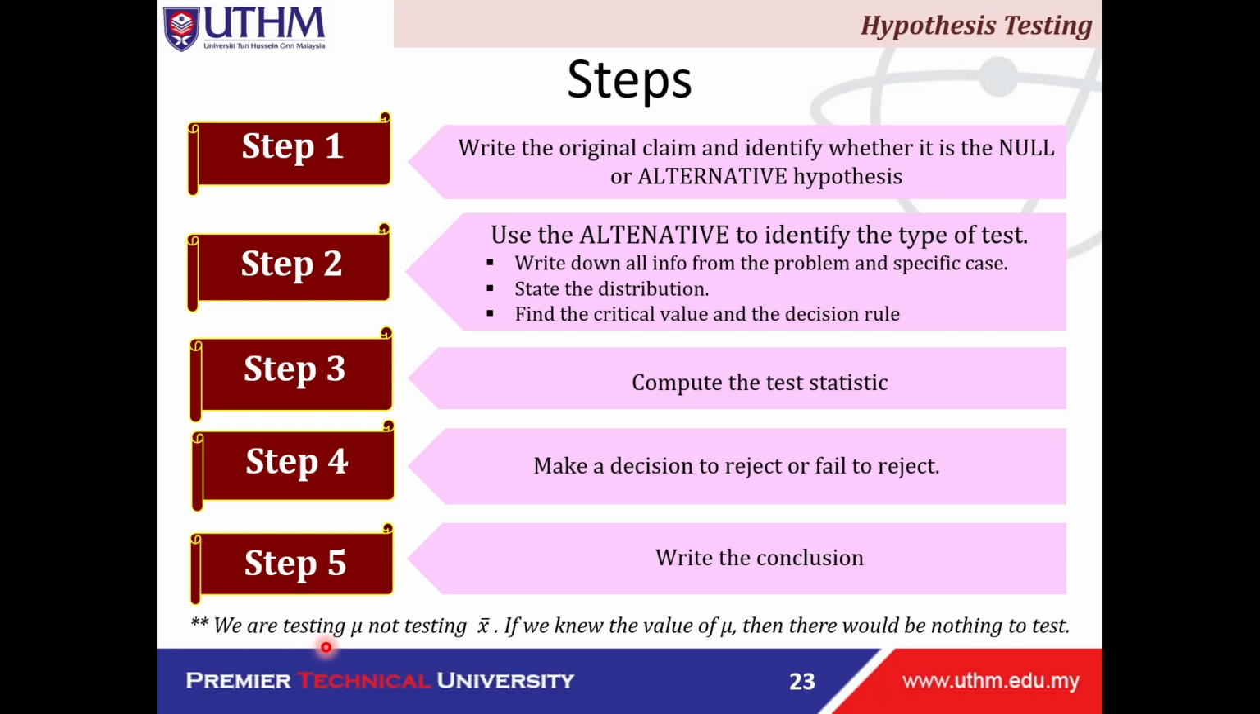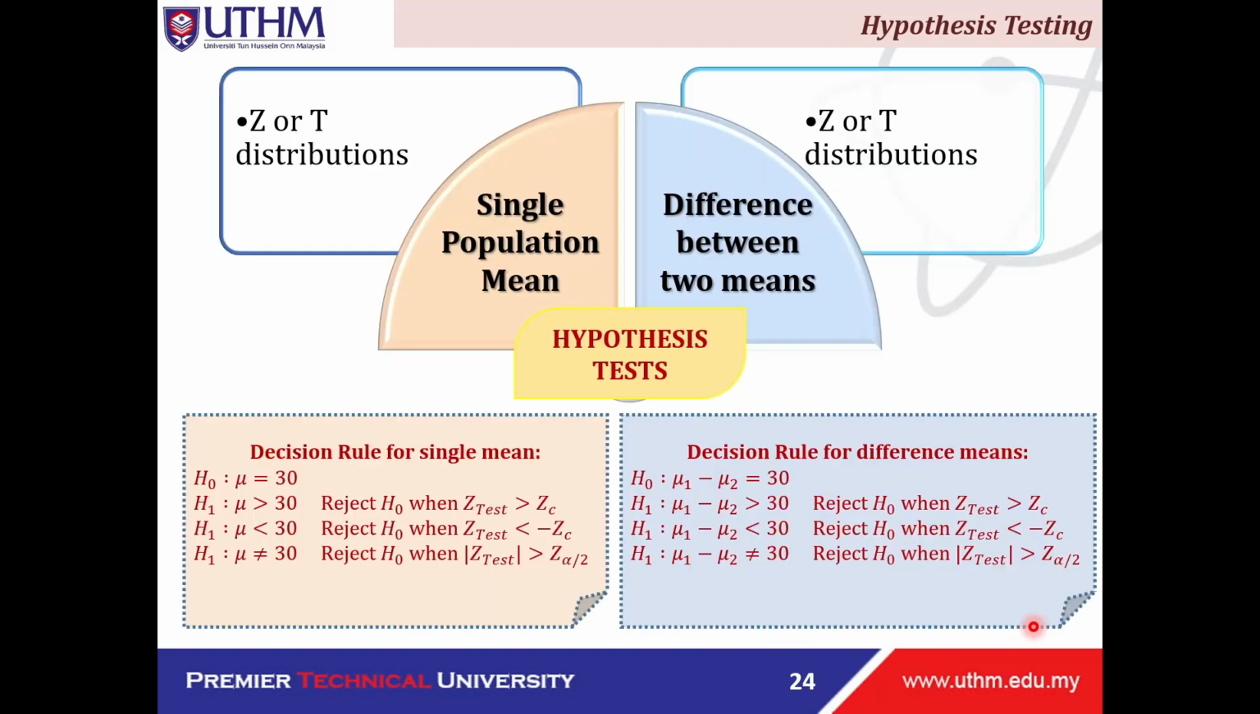We are actually testing the mean of the population, mu. We are not testing the mean of the sample. We are testing about the population mu. If we knew the value of mu, then there would be nothing to test. This is true either for a single population mean or a difference between two means.